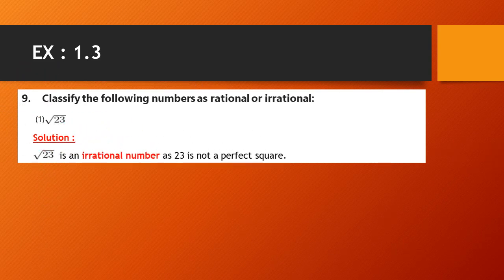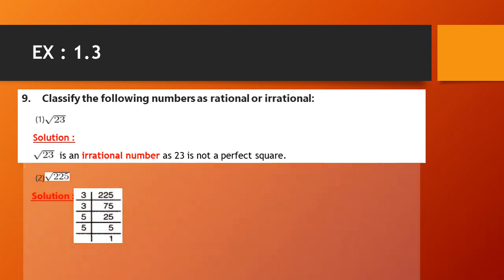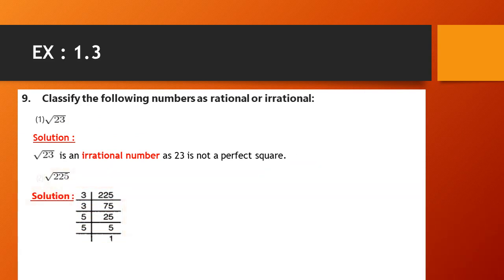In the second question, square root of 225. 225 is a composite number. So you have to find out the factors of 225 using prime factorization method. By finding the factors using prime factorization method, we got the result as square root of 225, which is equal to square root of 3 into 3 into 5 into 5, which results as 15. Thus 15 forms a rational number.